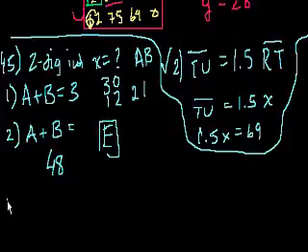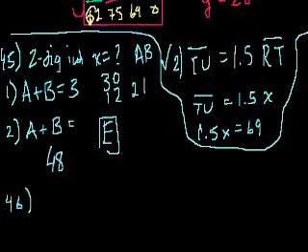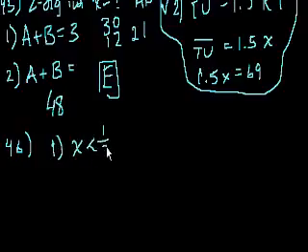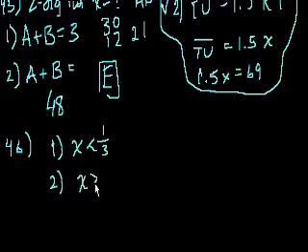All right. Problem 46. What is the tenths digit in the decimal representation of a certain number? So the tenths, that's the number right behind the decimal point. So the number, let's just call it x. So statement number 1 says x is less than 1/3. And 2 says that x is greater than 1/4. So is this enough to figure out what the tenths digit is?